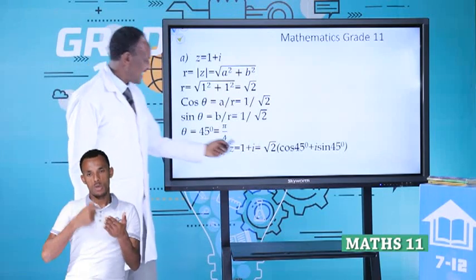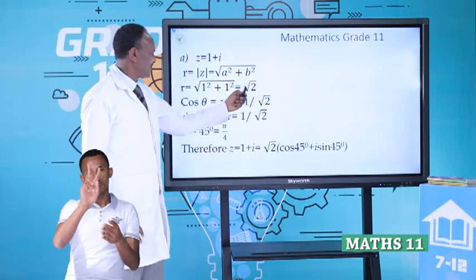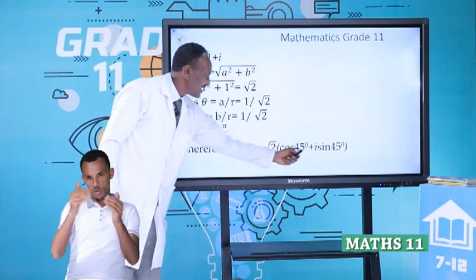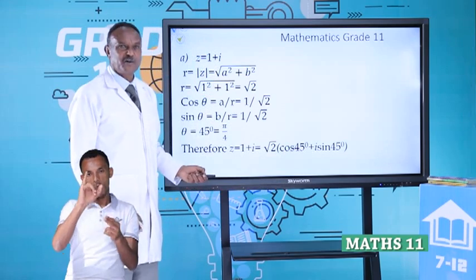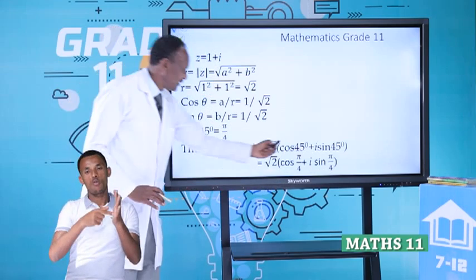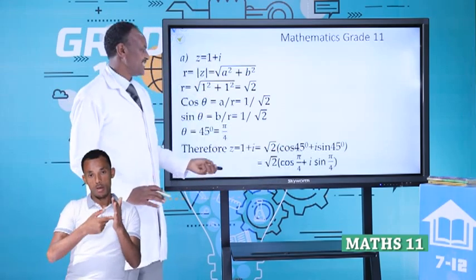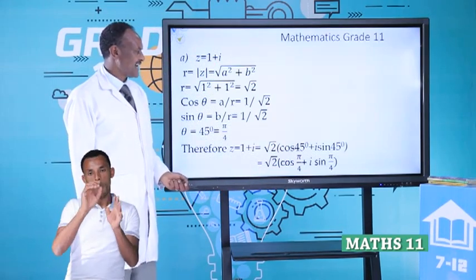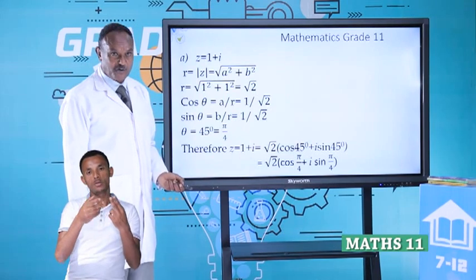We said r is root 2, which is the magnitude, multiplied by cosine of theta, where theta is 45 degrees, plus i times sine of 45 degrees. But 45 degrees means pi over 4, so you can also express it as root 2 multiplied by cosine of pi over 4 plus i times sine of pi over 4.